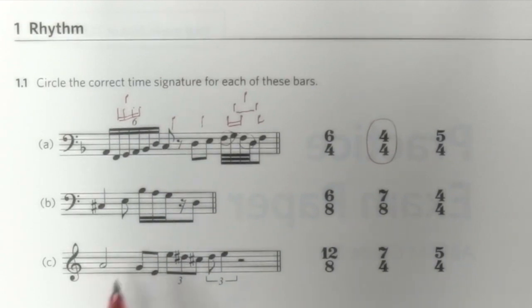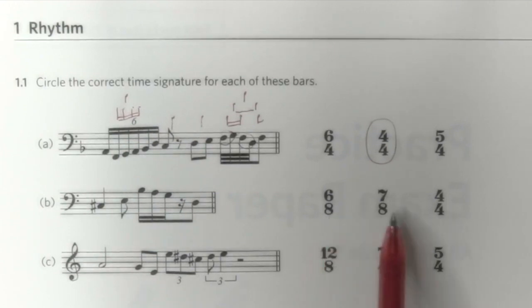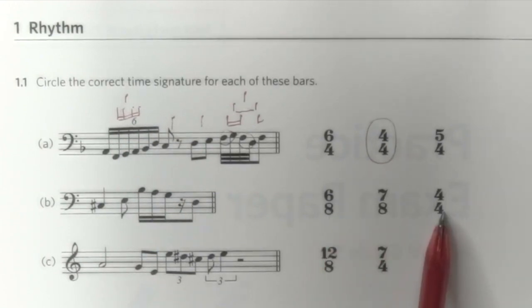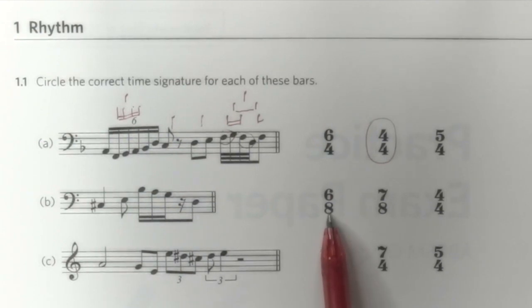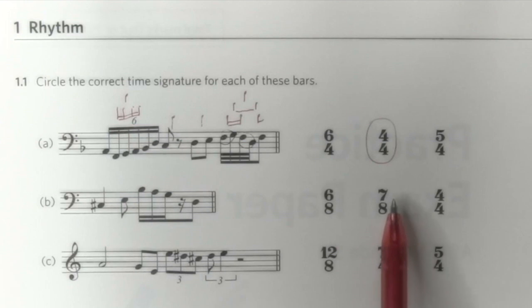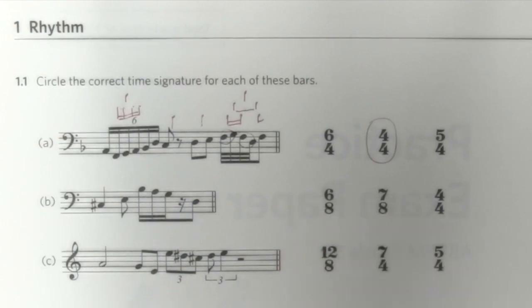The next one. First of all, let's see the options. 6/8, compound time, 7/8. And 4/4 simple time. These time signatures mean, do we have 6 quavers in the bar divided in two groups of three? Or do we have seven quavers in this bar divided in 3 plus 4 or 4 plus 3? It depends on the composer. Or do we have four crotchets in a bar?